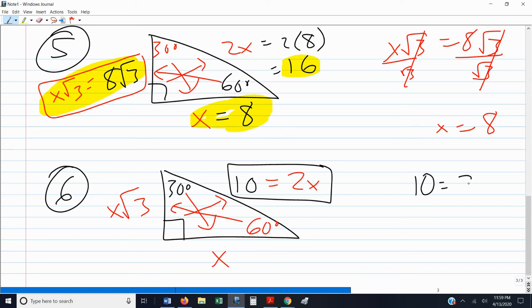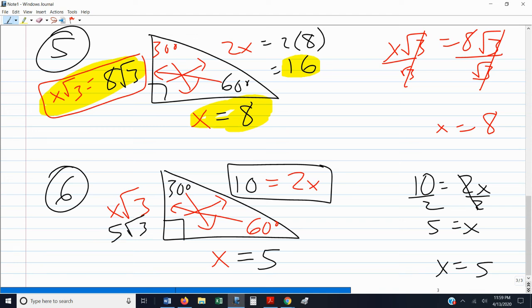So if 10 is 2x, you might know already x is 5, or you can solve that to get x is 5. So we have x equals 5, and then across from the 60 we have x root 3. Well, x is 5, so we have 5 root 3. And there you have all 3 sides. This side is 10, this side is 5, this side is 5 root 3.